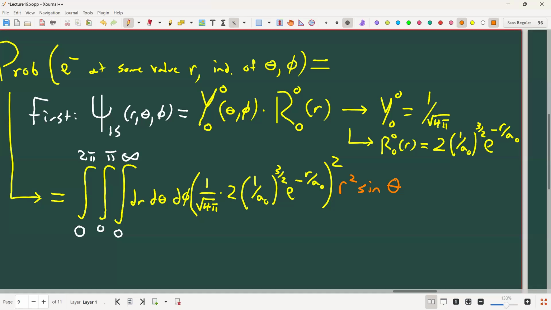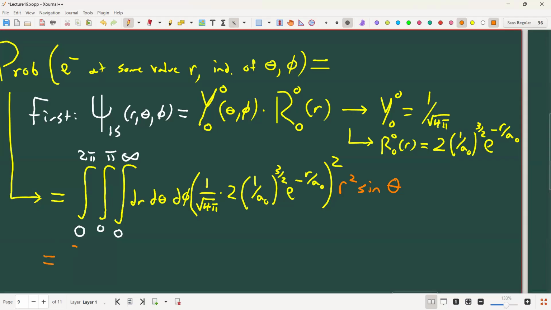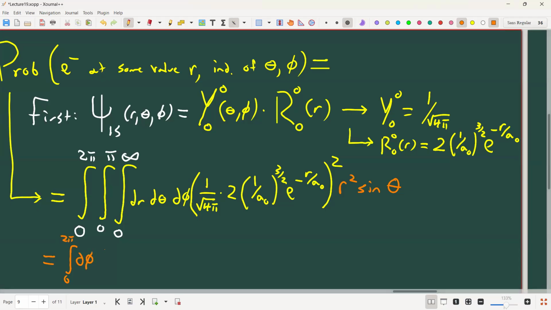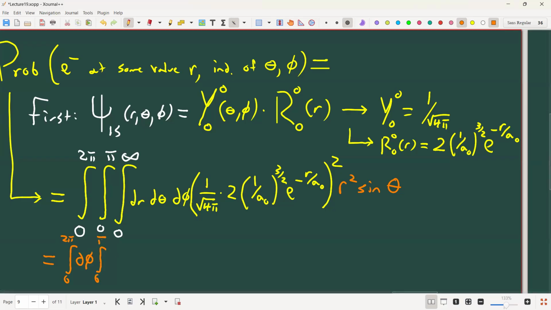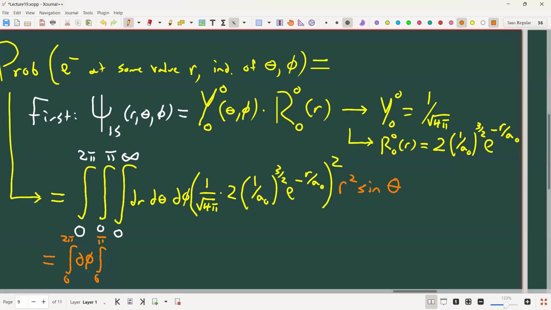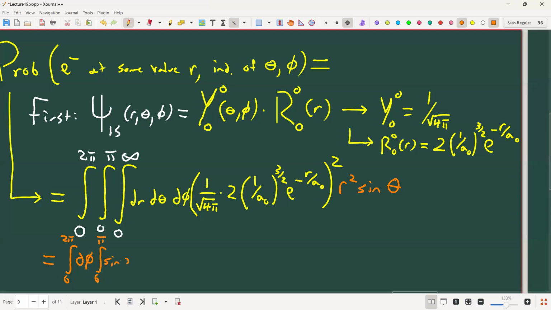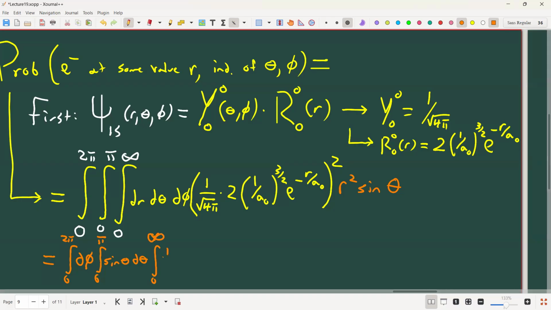But the nice thing about this, of course, is that all the radial dependence is separate from the theta dependence. Just cut it here. Everything on the left is r, everything on the right is theta. So I can rearrange this integral. This is going to be the integral from 0 to 2 pi of d phi, the integral from theta 0 to pi, excuse me, I'm getting my Greek letters mixed up, of sine theta d theta, times the integral from 0 to infinity of, let me do the math here.